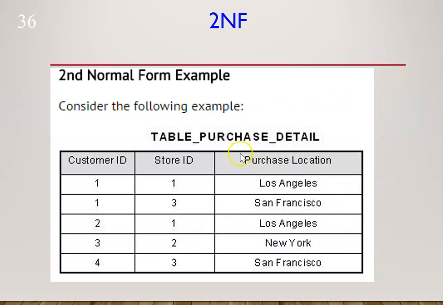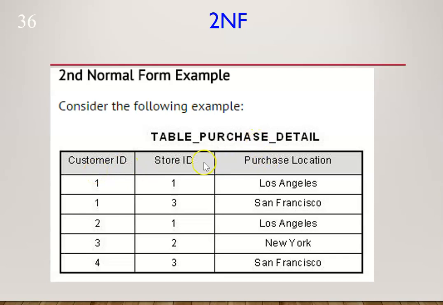This is also another example of a second normal form where you have three attributes: customer ID, store ID, and purchase location. But these two are primary keys. Customer ID and store ID are a primary key, comprised of two attributes. If you look at purchase location, it partially depends on the store ID, but not on the customer ID.